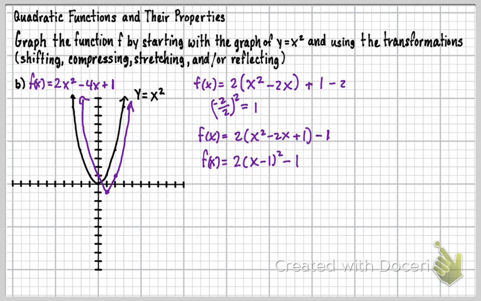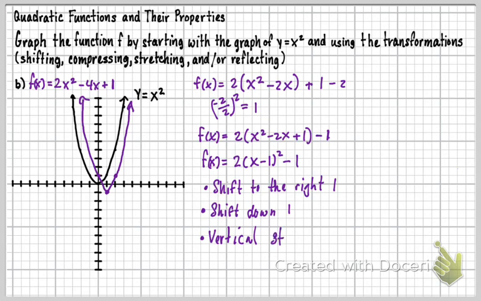Now what I'm going to say first is I'm going to shift to the right 1. That's the first thing. And then I'm going to shift down 1, and I would say a vertical stretch of 2. And that's how we would write the transformation if we were asked to write it out.